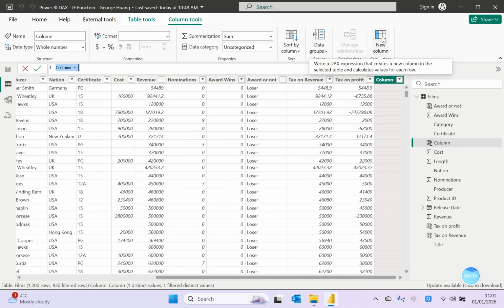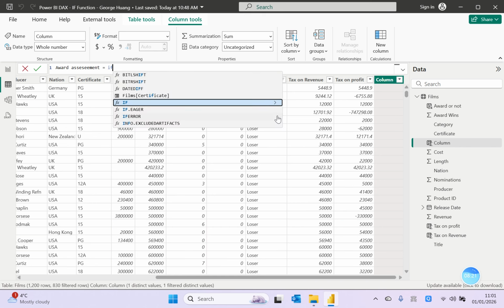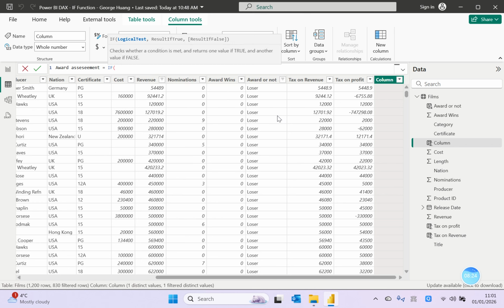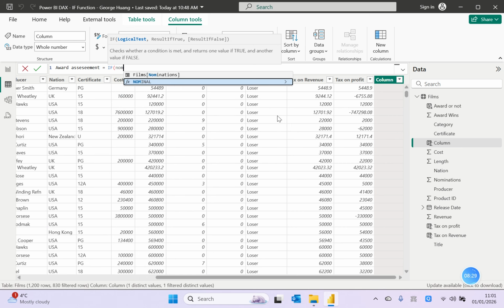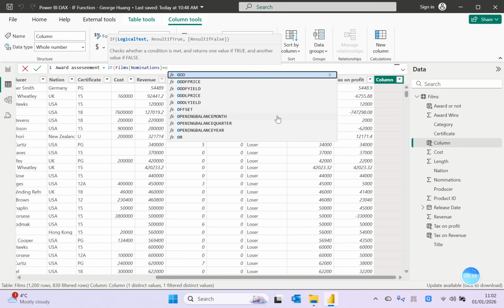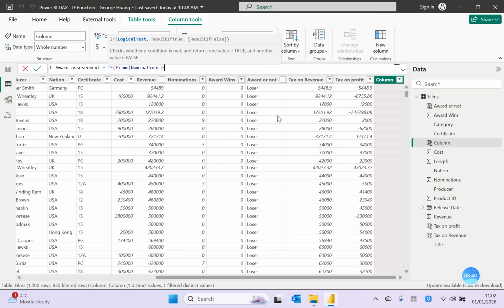Okay, let's do the award analysis, award assessment. Okay, we call it: if the movie never got a nomination, which is generally the precondition for the award. So if the nominations is 0, then we call it a no nomination.